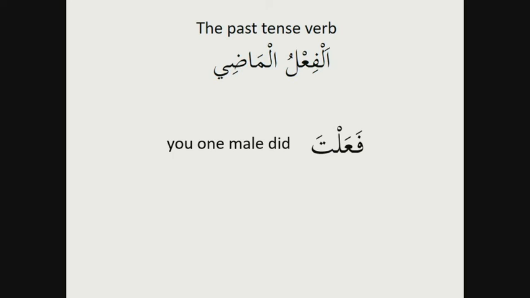You can see there was a change. What change happened? I stuck that ta at the end of the verb. Fa'alta. And how did it change the meaning? Now instead of meaning him, it's meaning you, one male. Why are we saying you, one male? Because we use you for singular, plural, masculine, feminine, it's all the same. That's why we have to clarify. So, fa'alta, you, one male.